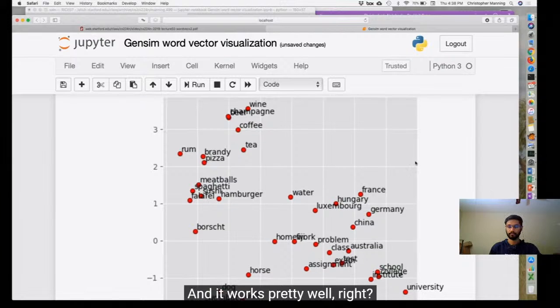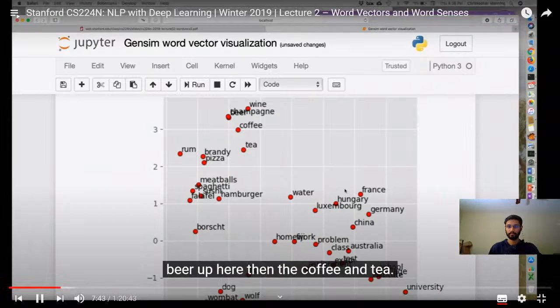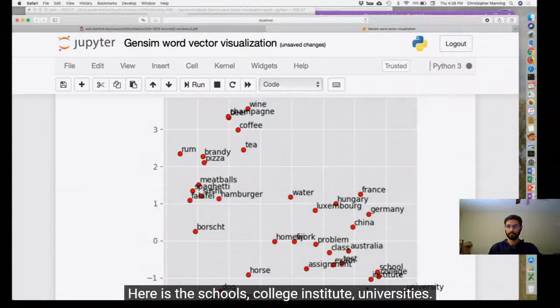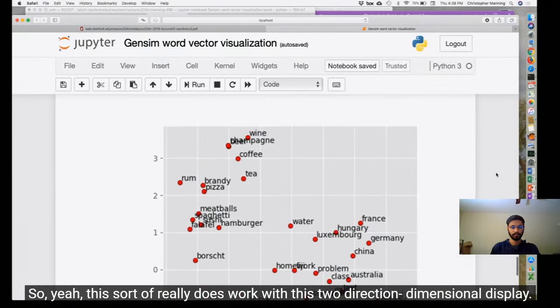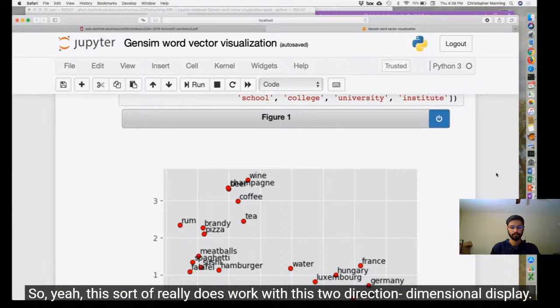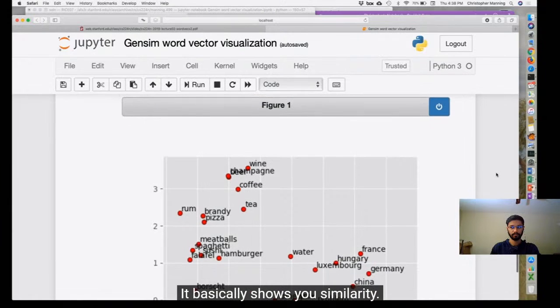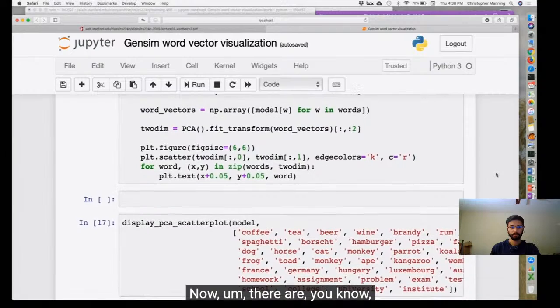And it works pretty well, right? I've got the wine, champagne, beer up here, then the coffee and tea. Here are the countries. Here are the schools, college, institute, universities. The animals are down here. Foodstuffs there. So yeah, this really does work with this two-dimensional display. It basically shows you similarity.